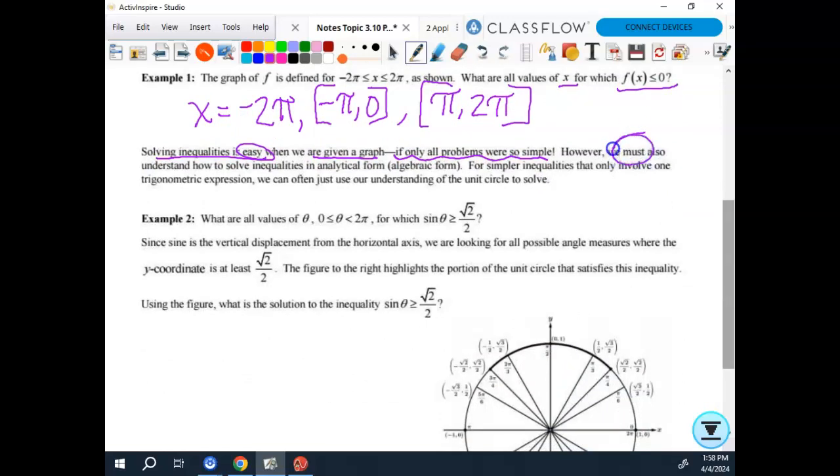However, we must also understand how to solve inequalities in analytical form, which is algebraic form. For simpler inequalities that involve one trigonometric expression, we can often just use our understanding of the unit circle to solve it. That's saying instead of doing a number line and making it complicated, we can just use our understanding of the unit circle. If you don't have an understanding of the unit circle, this is going to be very difficult. All right? So let's look at this.